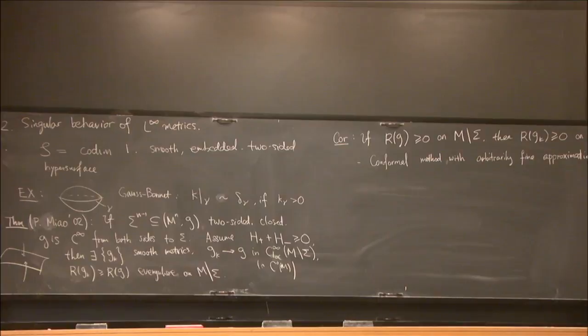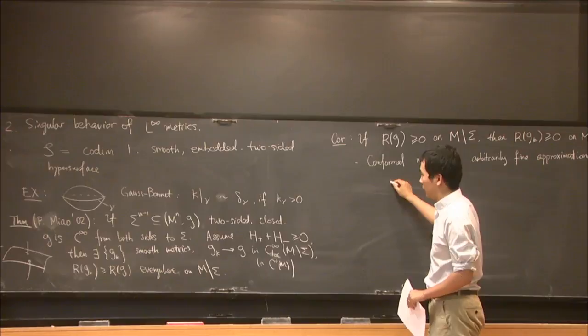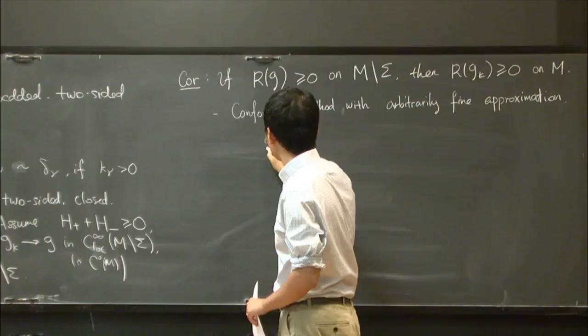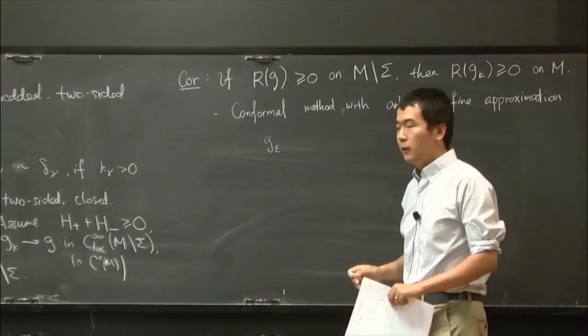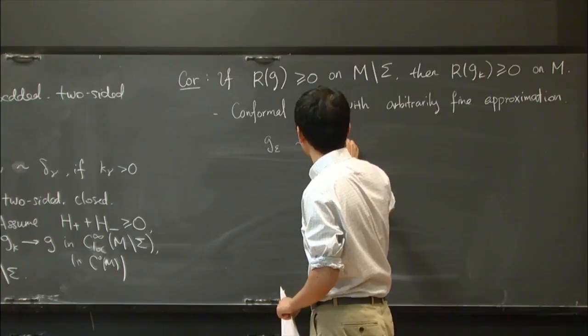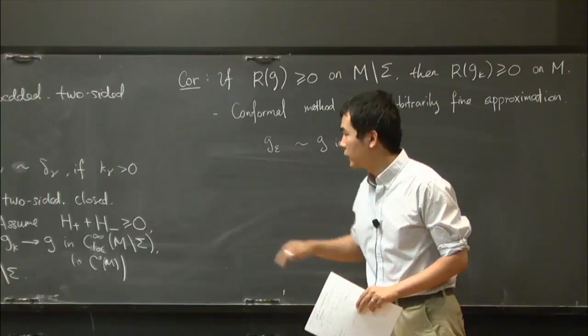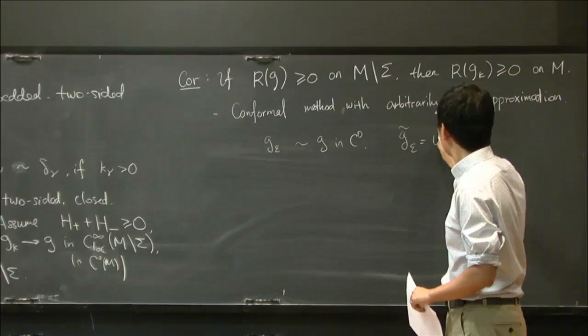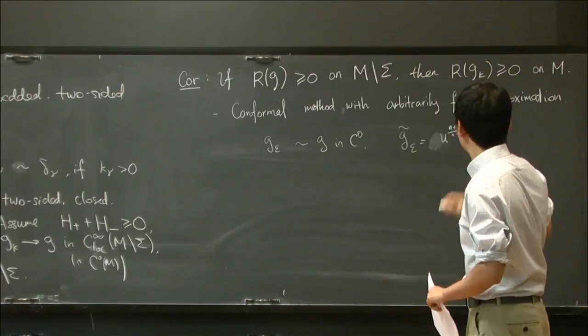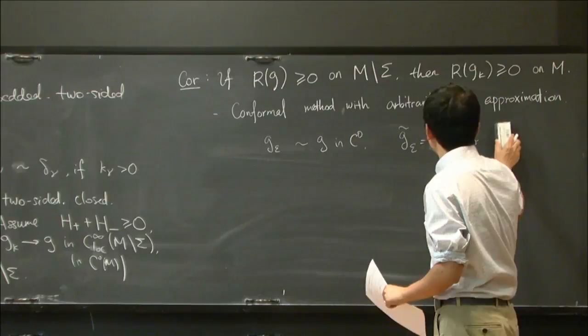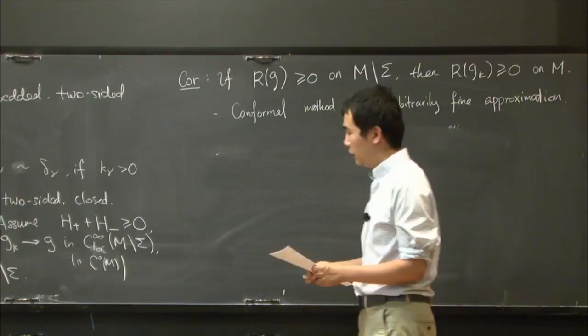What I really mean by that is that we can first construct g epsilon, for a very small epsilon, where g epsilon is very close to g in C0. It may not have positive scalar curvature everywhere, or it may not increase scalar curvature everywhere, but then we take a conformal change of metric. Through this conformal change of metric, we can obtain this GK. We're going to talk about this method later in detail.